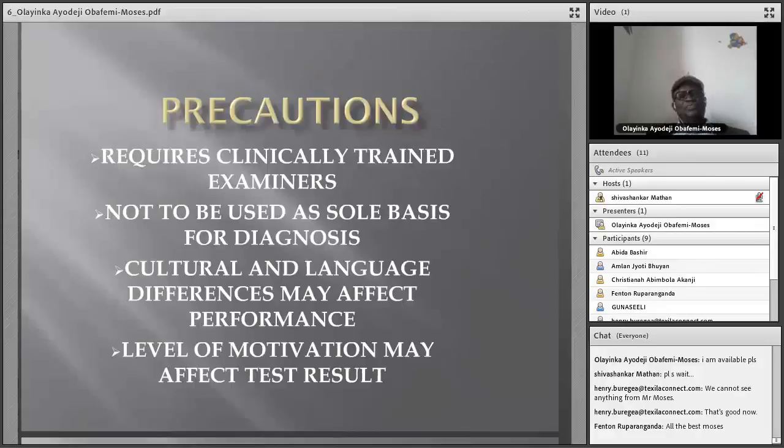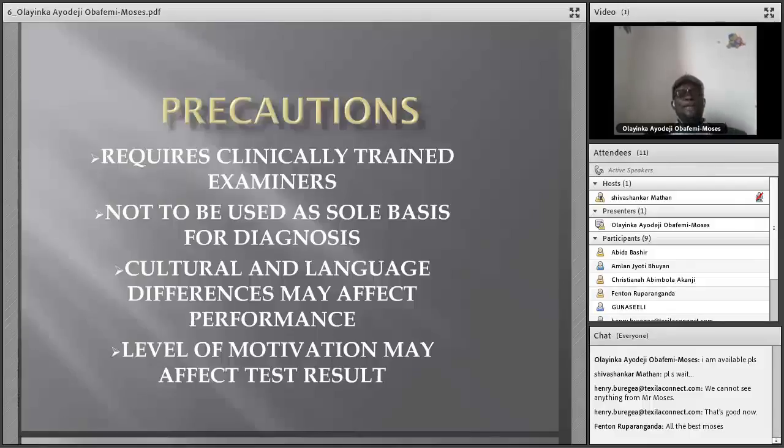Now, in carrying out psychological tests, it has been discovered that certain precautions must be put in place. Otherwise, the result we are going to get will negate the problem we intend to solve. In carrying out psychological tests and assessments, we require clinically trained examiners. That's number one. Number two, these tests are not supposed to be used as the sole basis for diagnosing a particular problem or medical condition.